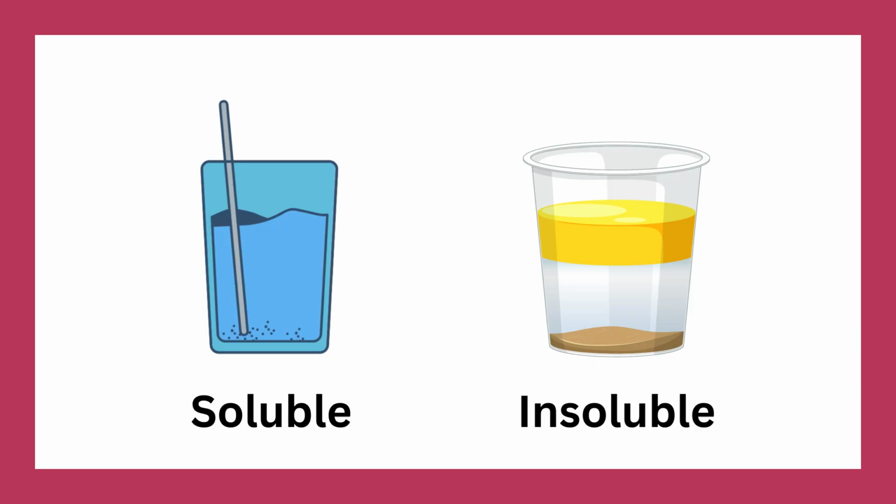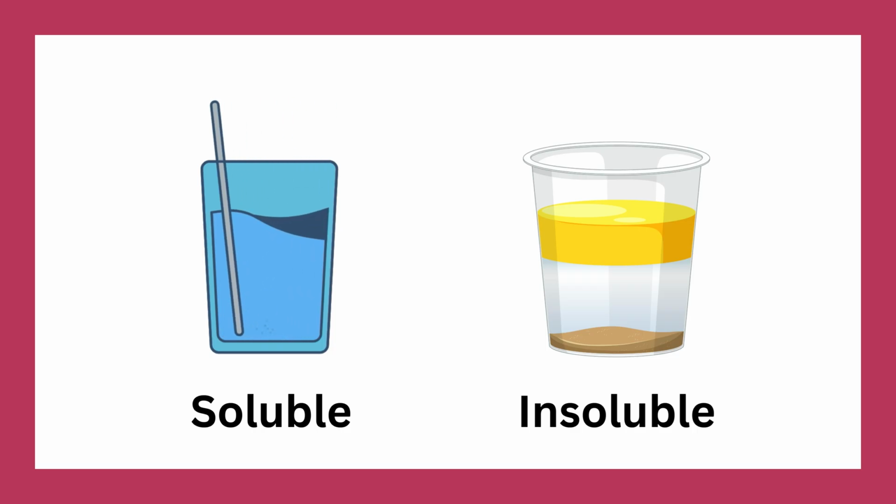Fun with mixing. Have you ever put sugar in water? You can stir and it disappears. This is because sugar dissolves in water. Things that dissolve are soluble. But if you put sand in water, it doesn't disappear. It just settles at the bottom. Sand is insoluble.